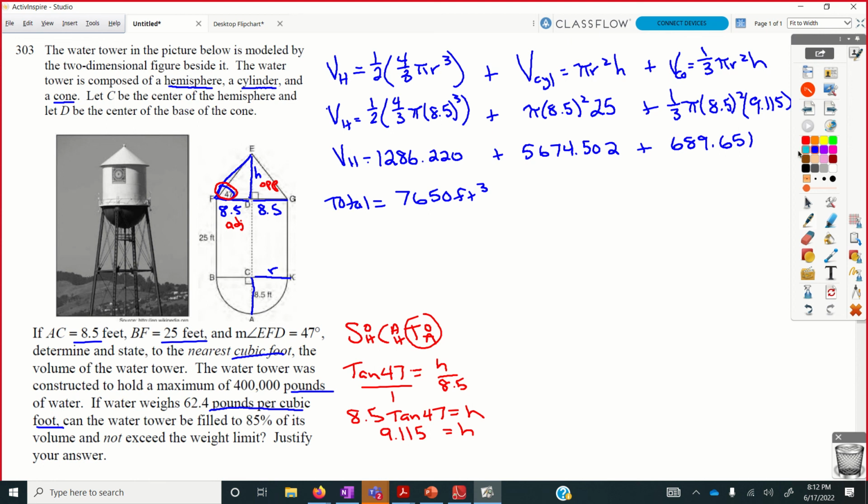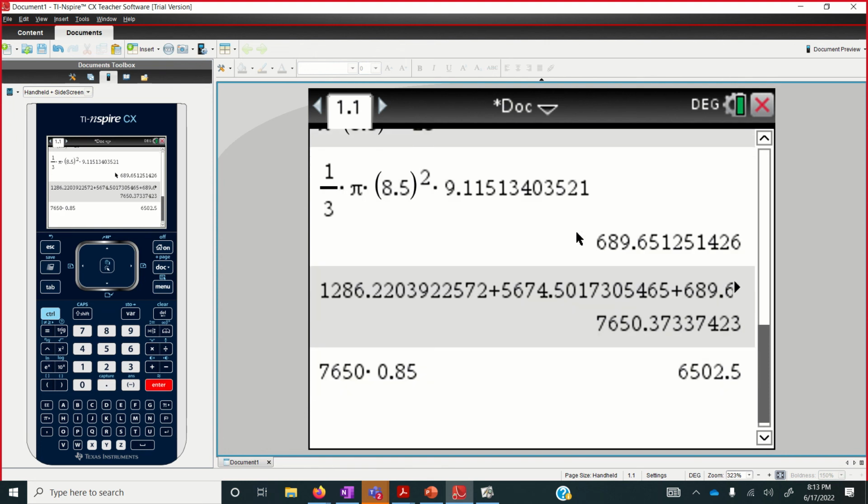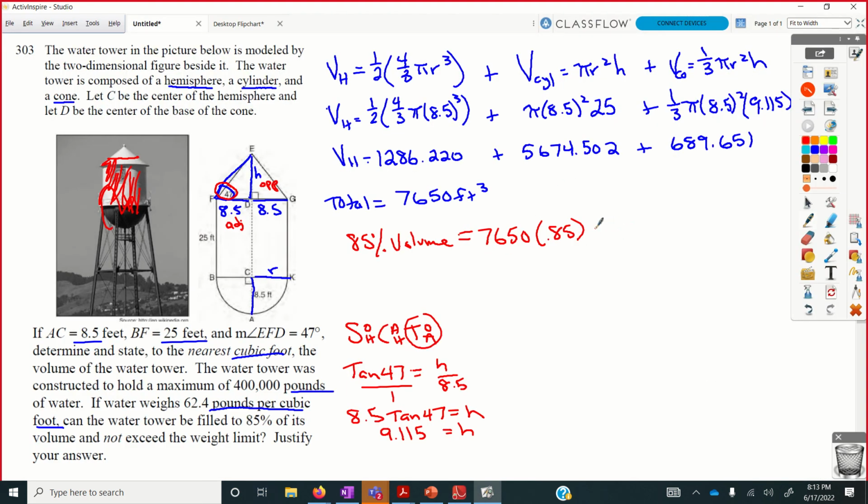Now, we're going to fill the water tower up 85% of its capacity. So we're going to have to take this volume and multiply it times 0.85. So 7,650, we're going to use the rounded number now, since our last answer was already rounded, times 0.85 is 6,502.5. So as soon as we take an answer and we round it and we record it, we can use that answer from there on.